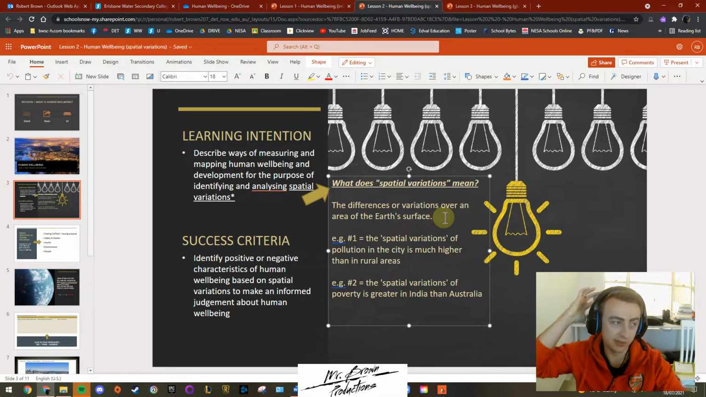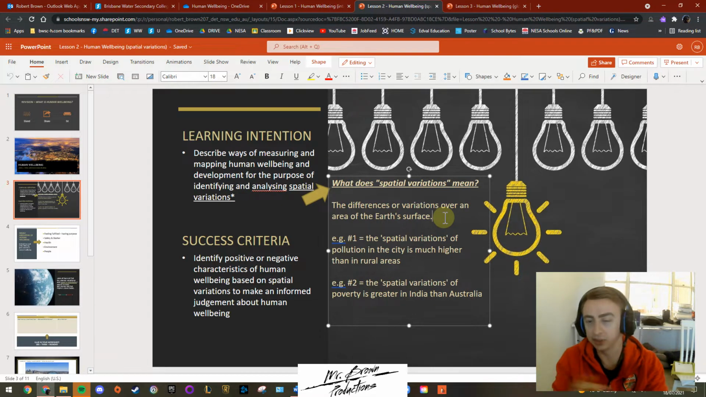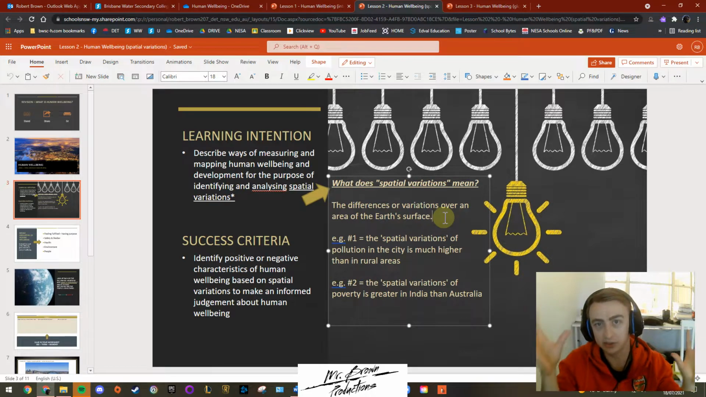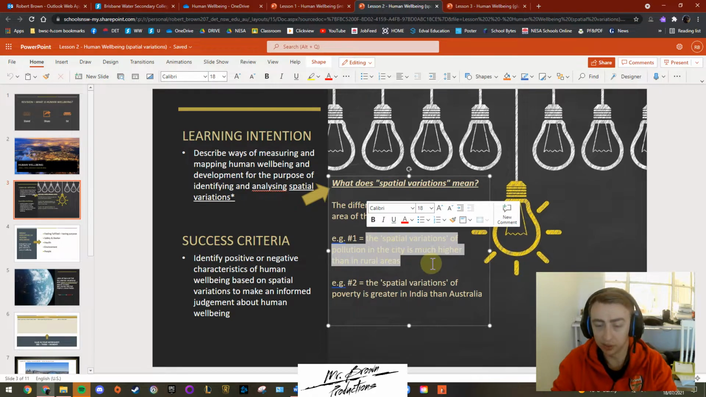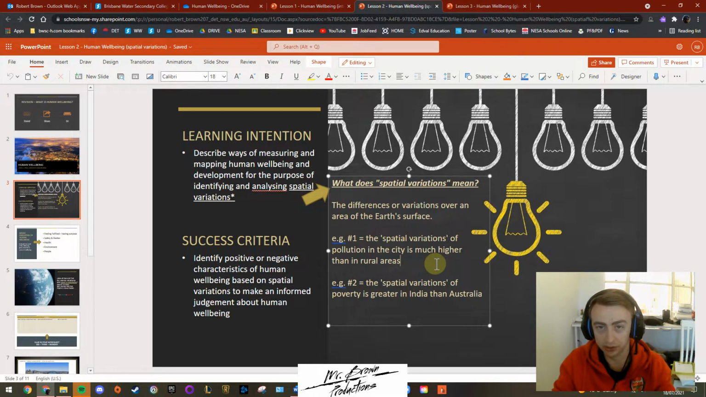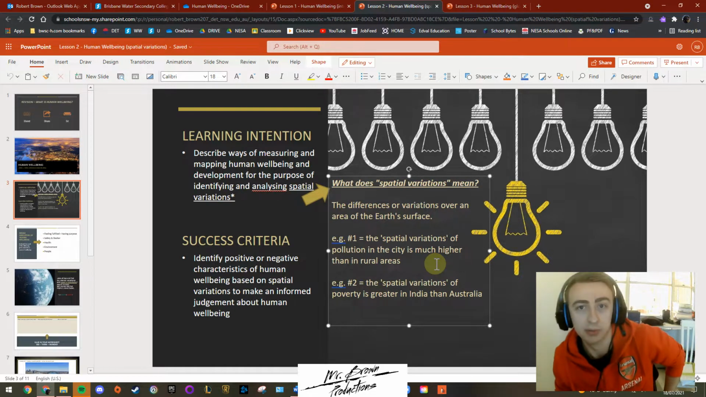So what that means is that you are comparing something, say for example human well-being, on one space of the Earth's surface and comparing it to something else. So in layman's terms, you're comparing and measuring something from one location to the other location. So for example, if I was to ask you what the spatial variations of pollution is, you might say in the city, so in one location, it's a lot higher, but in a rural location, such as outback where there's not as much pollution, that pollution and impact on the environment would be less.